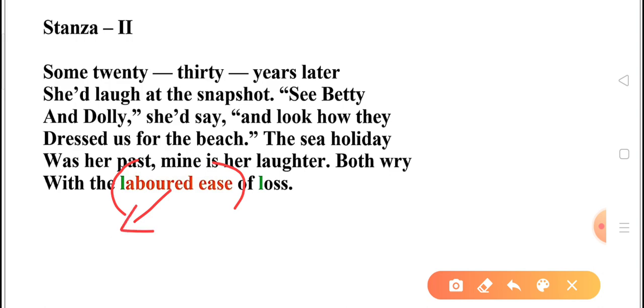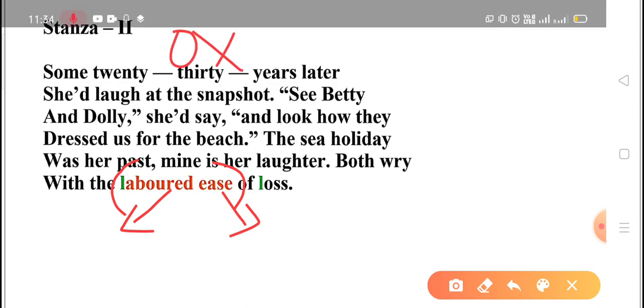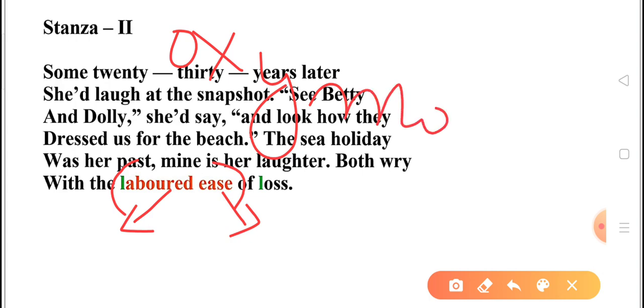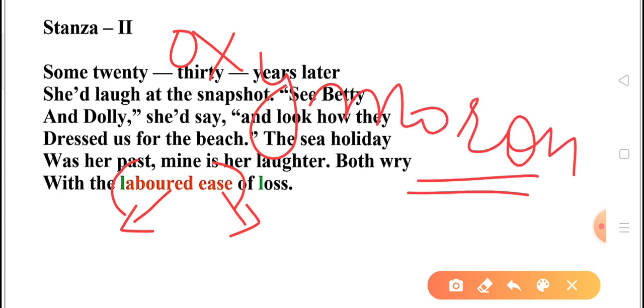We know labored means where we put in efforts, we make a lot of efforts and do hard work, that is labor. And ease means relaxation. It means labored and ease are both opposite words in nature. When we labor, we can't be at ease, and when we are at ease, it means there is an absence of efforts. So two opposite words are put together, they are juxtaposed, and it creates an oxymoron. So this is a beautiful example of oxymoron over here.